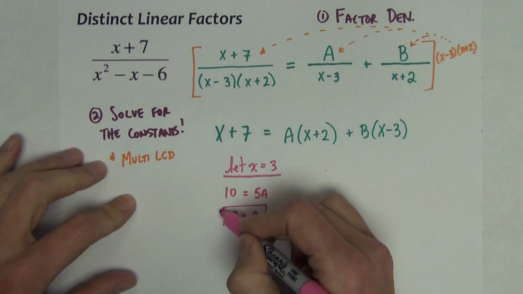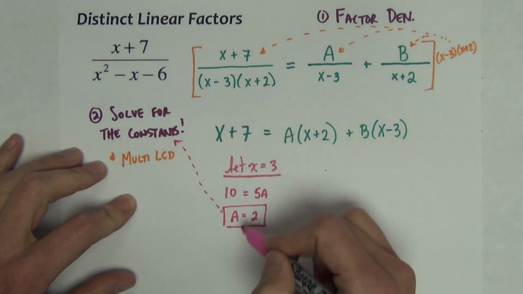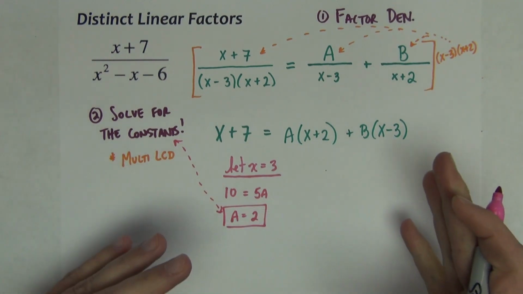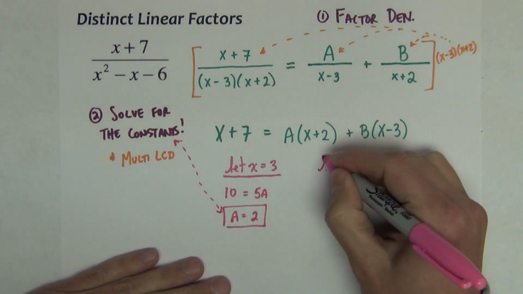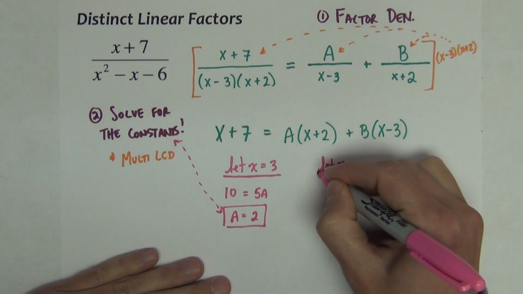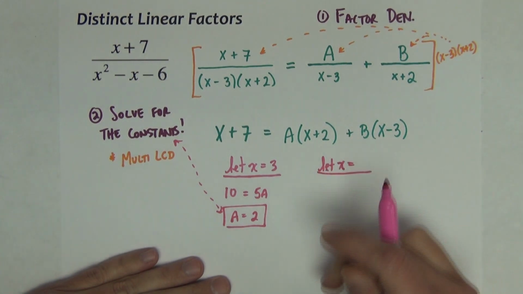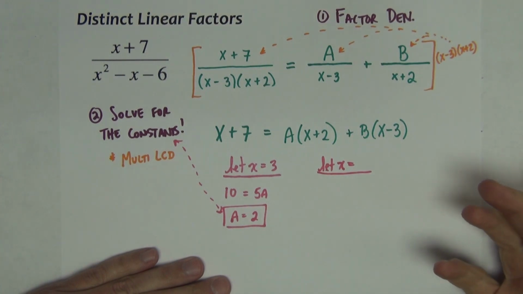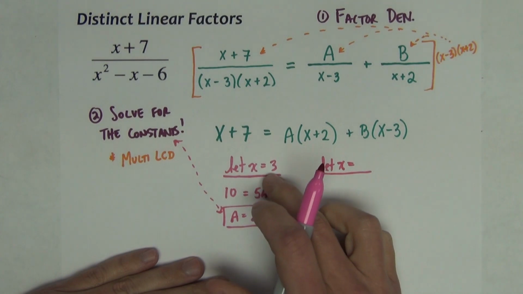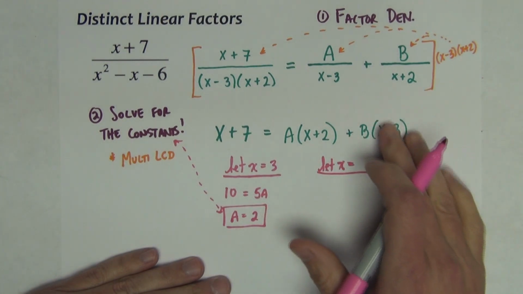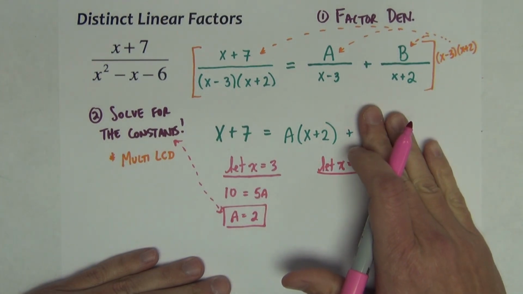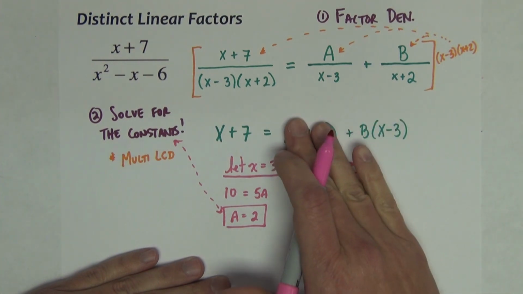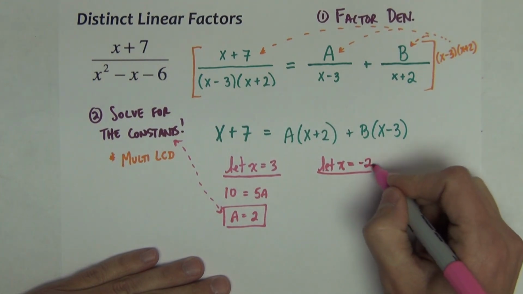I'm trying to solve for the constants, and I've got one of the constants solved for now. I'm going to do the same thing by picking another number. So think about it. What other number might I choose to let x be? I can choose anything. I originally chose 3 because it was convenient to cancel this term out. So what number for x might I choose to conveniently cancel this term out? The answer would be -2.